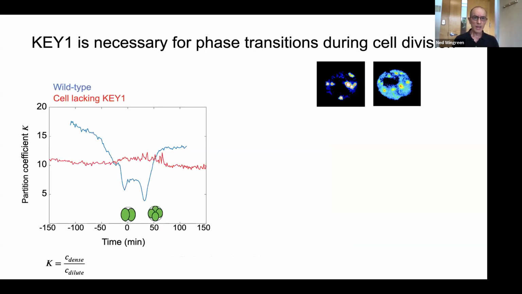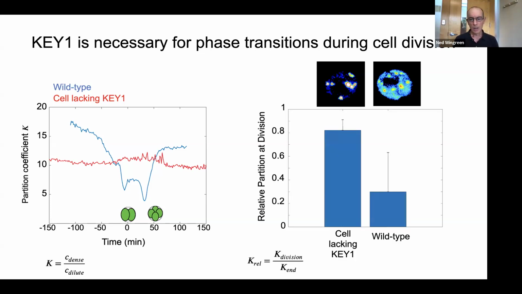So Ki1 is necessary for these phase transitions during cell division. If you look at how much of the rubisco is in condensates, in the blue curve, every time the cell goes through division, most of the rubisco leaves the condensate. Those are the big dips. In the cells lacking Ki1, there's really no dissolution. The rubisco is almost all in the condensates all the time. This is just quantifying that for your reference.